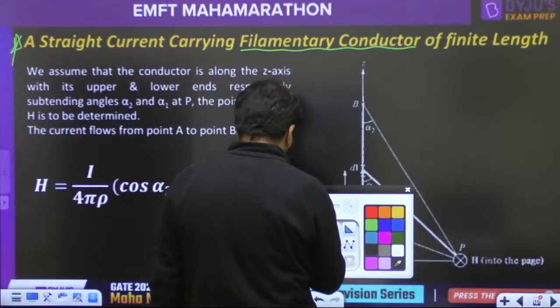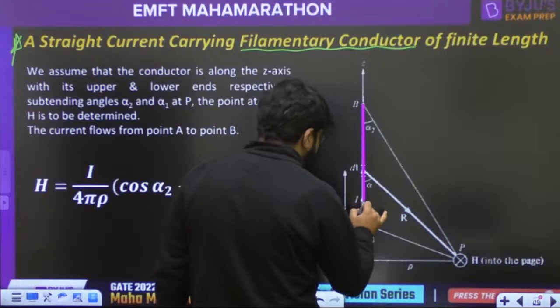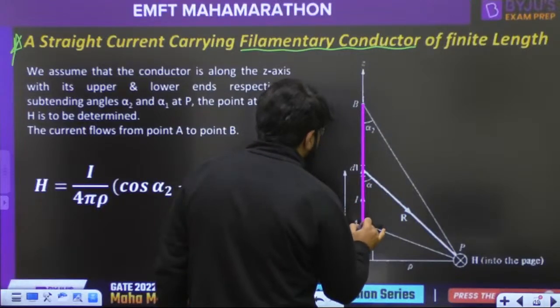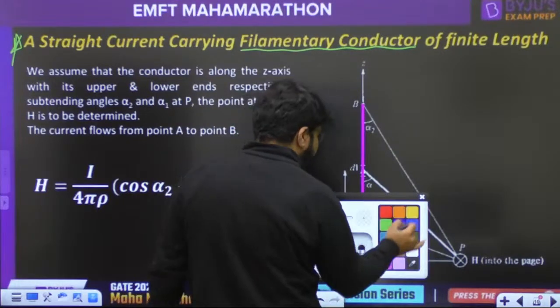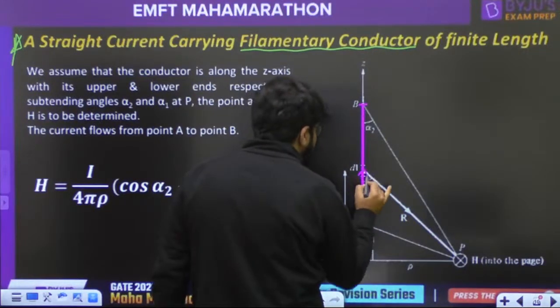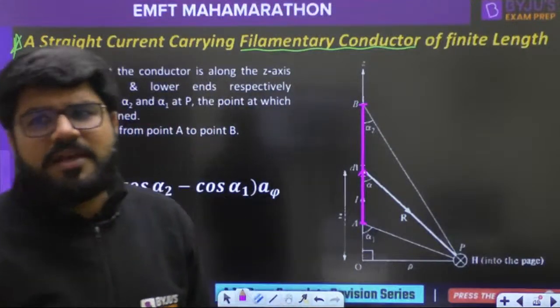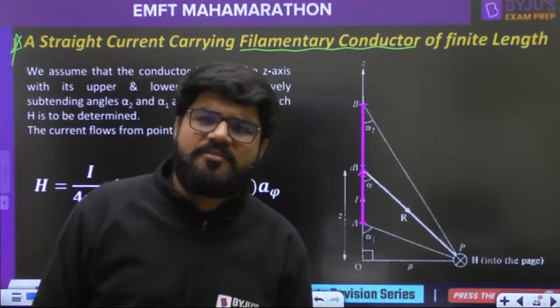Okay, try to understand this. Where is this filamentary conductor? Sir, this is the filamentary conductor. A very thin conductor which is placed from A to B. It is carrying the current in the direction from A to B. Yes, you can just imagine the filament of a bulb also, Shubham.